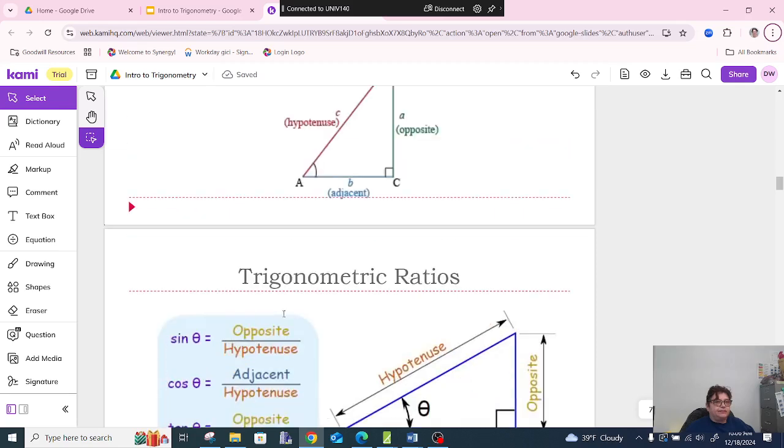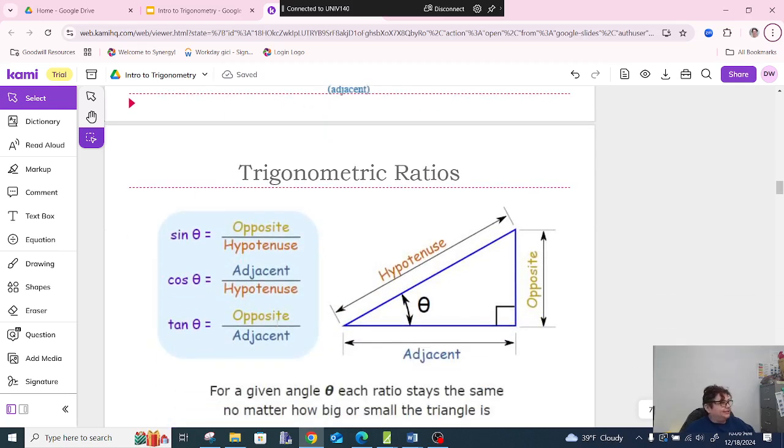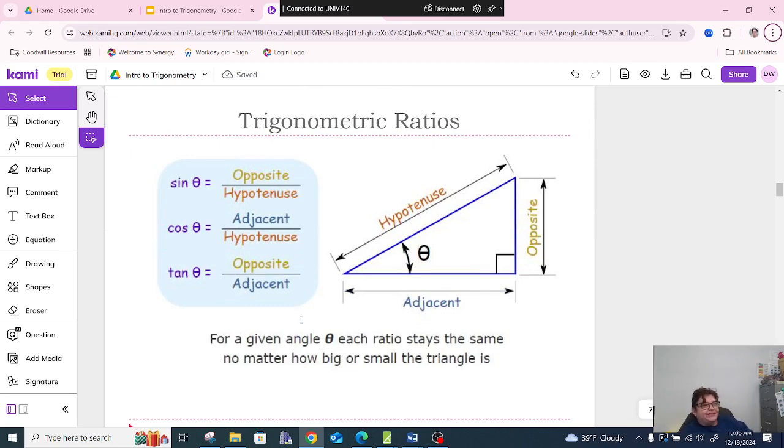Well, this is the same thing. This one's the same thing. Sine of theta, theta just means an angle. You could put an X, but mathematicians tend to use that little zero with a line through it. That's a Greek letter that means theta. So sine of theta is equal to opposite over hypotenuse. Cosine theta is equal to adjacent over hypotenuse. Tangent theta is equal to opposite over adjacent.